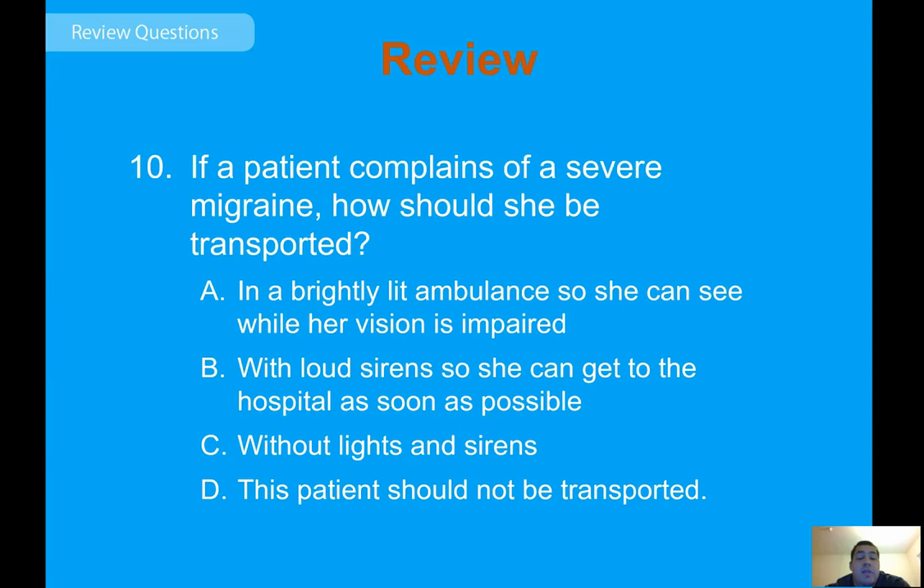Okay, so if a patient complains of a severe migraine, how should she be transported? So usually people with severe migraines are sensitive to light. So if the patient's not critical, I turn off the lights in the ambulance, keep it a little dim. And loud sirens are probably not going to help their migraine get much better.